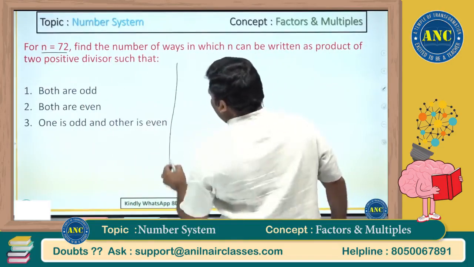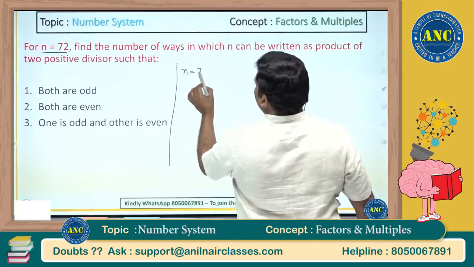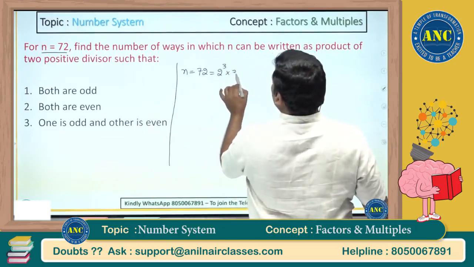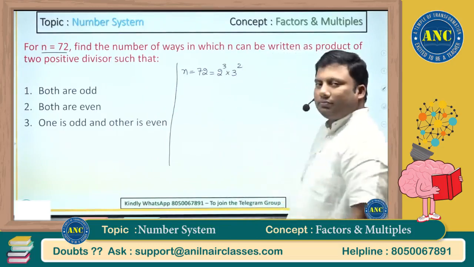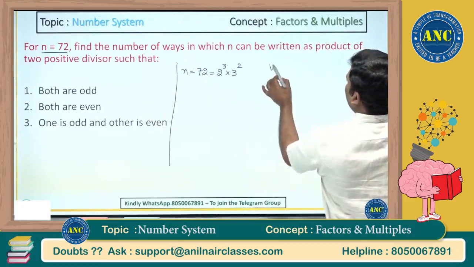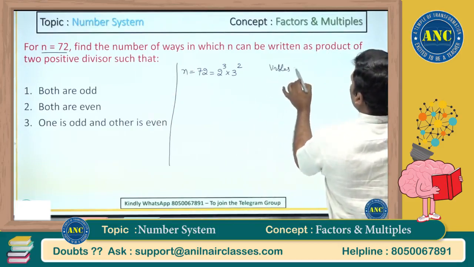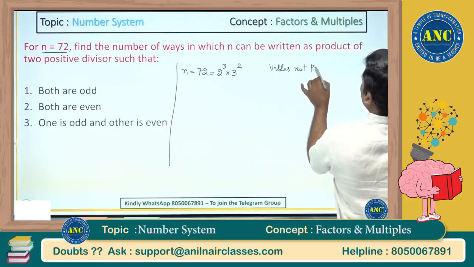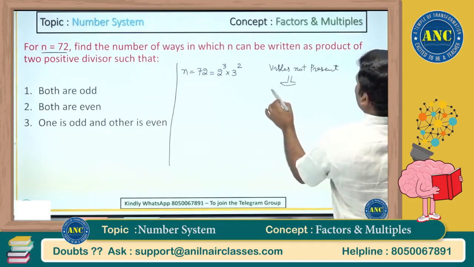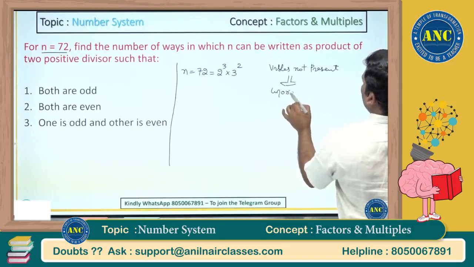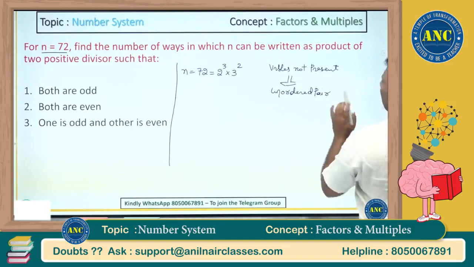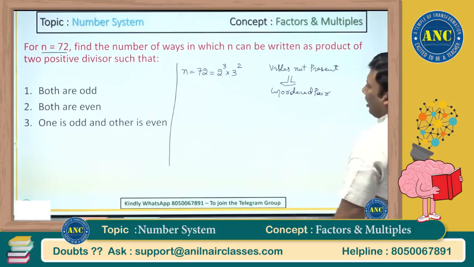The first thing before solving: n equivalent to 72, which is 2 cube into 3 square. Are the variables present in the question? Variables are not present in the question. If variables are not present in the question, it is defined as an unordered pair.